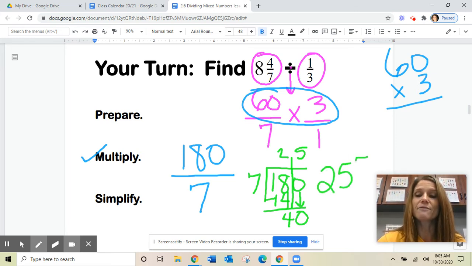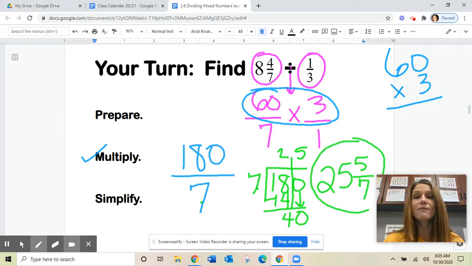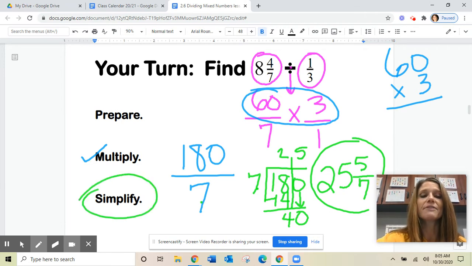The extra 5 pieces, or the remainder, is my numerator, and 7s stays the same. So your final answer would be the mixed number 25 wholes and 5/7. How'd you do with your simplify step?